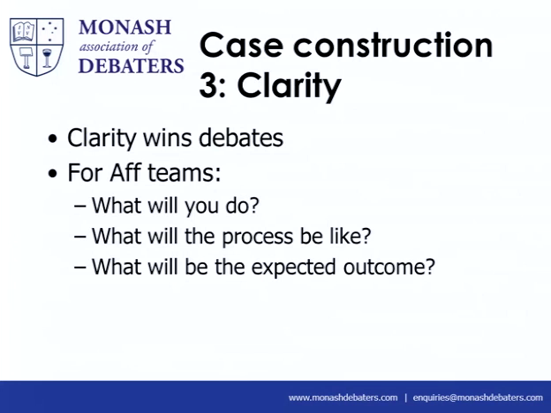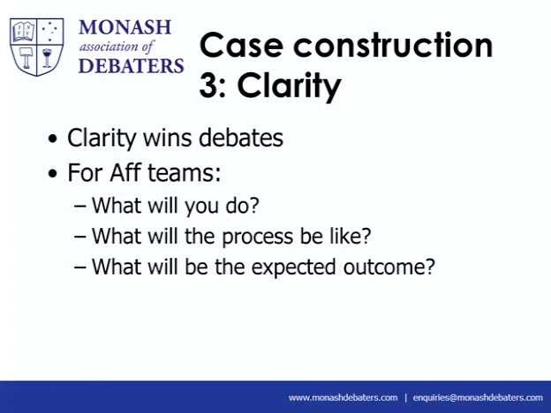For affirmative teams, what does this mean? You think about clarity, especially when you're talking about your models. So in, say, a first affirmative speech, you have your problem, and that usually takes up the first sheet of paper for me. But my second sheet of paper is always what I label clarity. What am I going to do? What will the process of what I'm going to do be like? What is the outcome I expect?